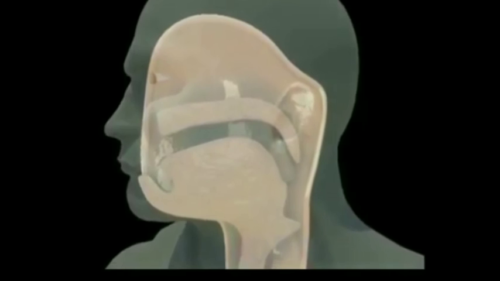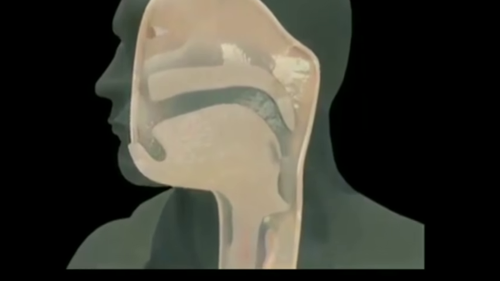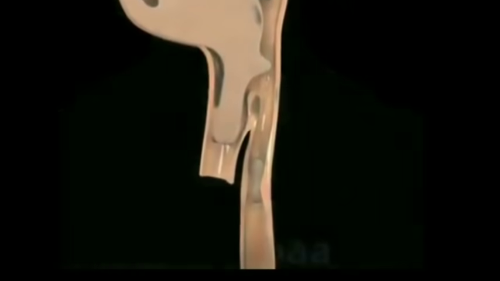Now let us see a video to clearly understand the process of digestion in human beings. We all know that we get energy from food, but the food contains complex substances like carbohydrates, proteins, and fats which our body cannot absorb and use directly.